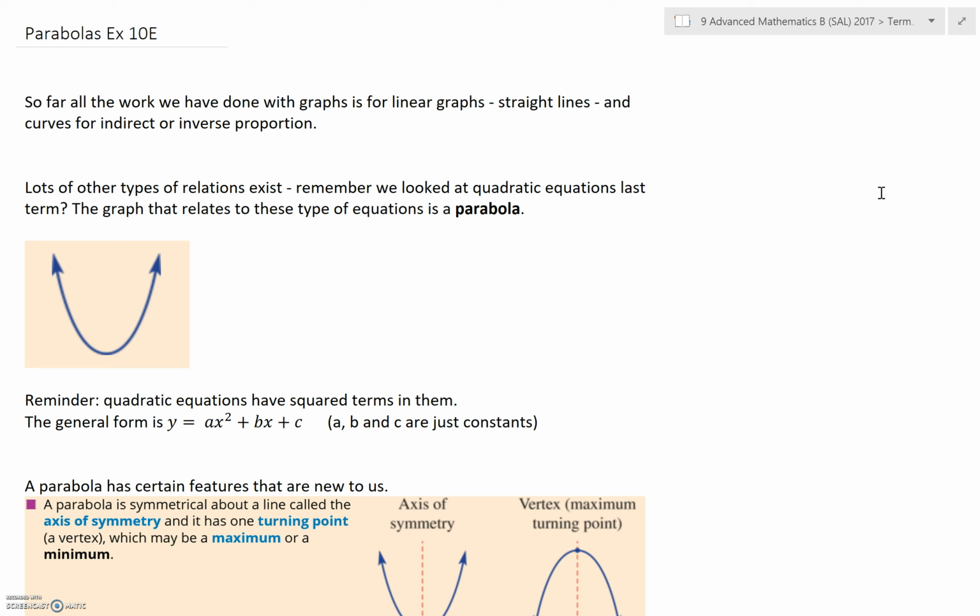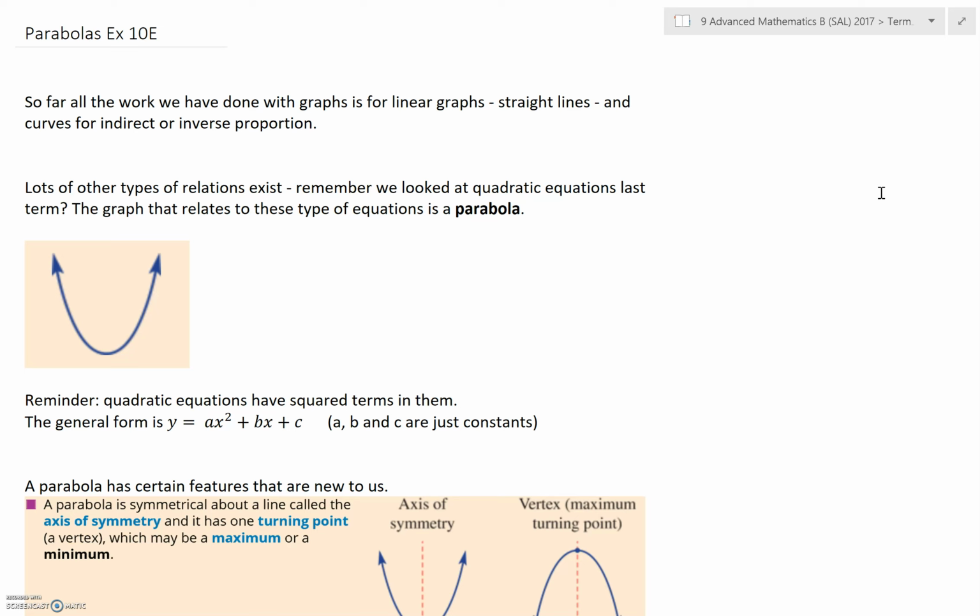All the stuff we've done so far was nearly all linear graphs or straight lines, and we also looked at some curves when we were talking about indirect or inverse proportion. But there's lots of other different types of graphs, some of which you'll again look at next lesson for other nonlinear graphs. But the one we're going to look at this time is called a parabola.